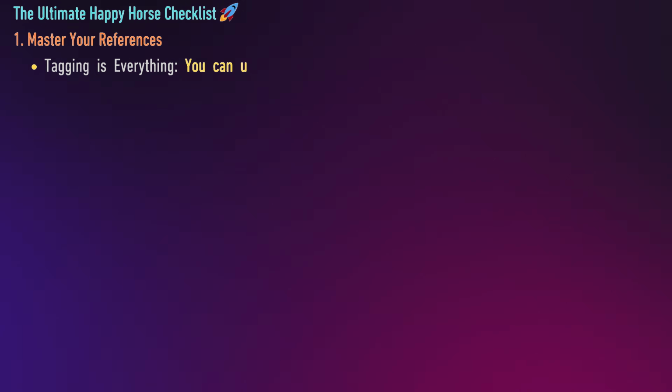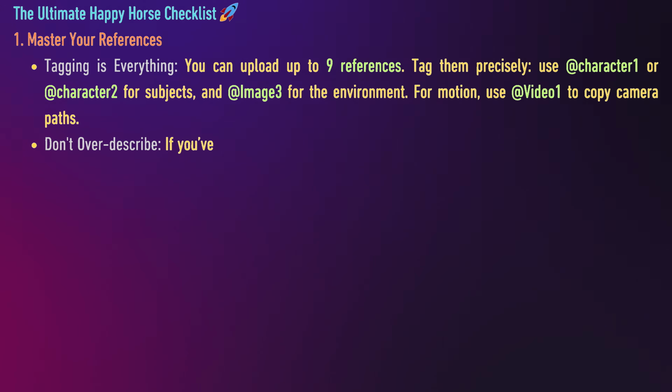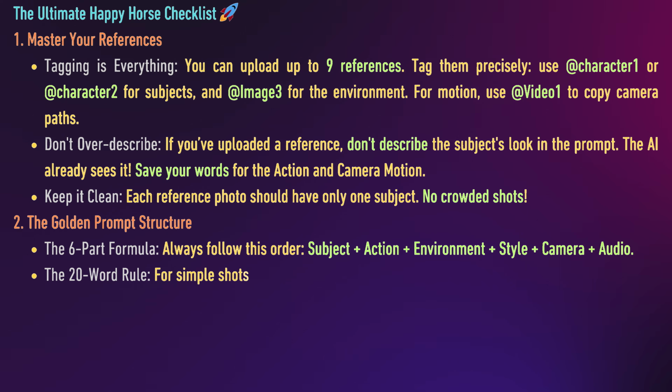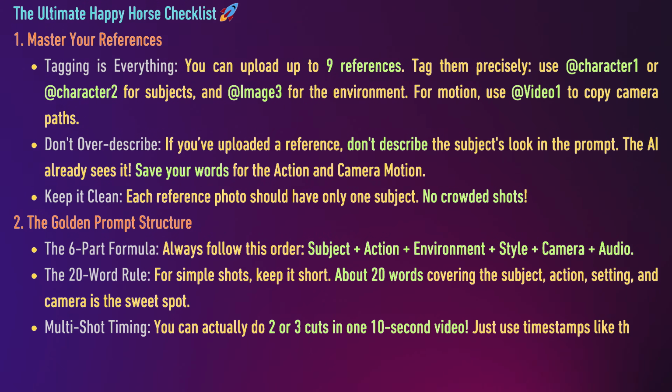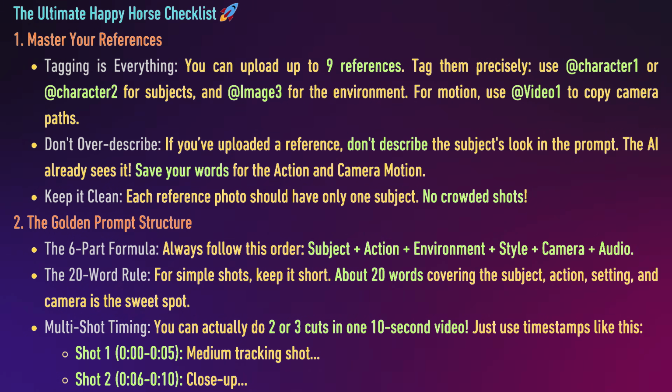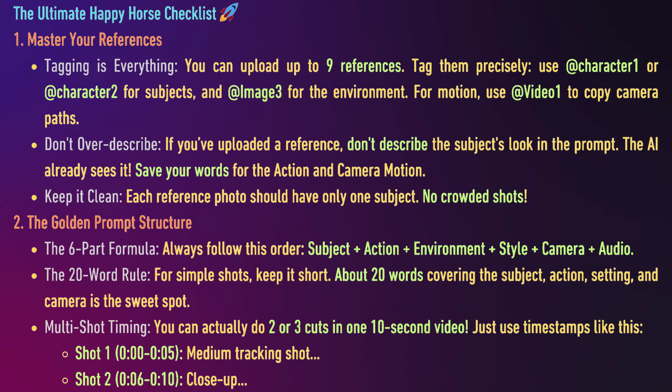The ultimate Happy Horse checklist. 1. Reference rules. First, keep your references clean. One subject per photo and use precise tags. And remember, since the AI can see your image, don't waste words describing the look. Focus entirely on the action.